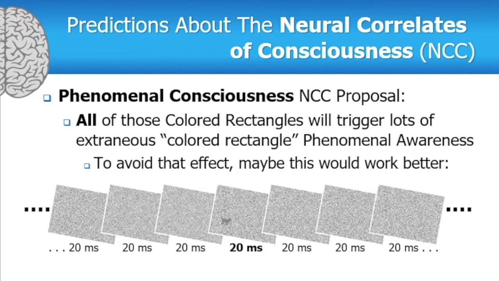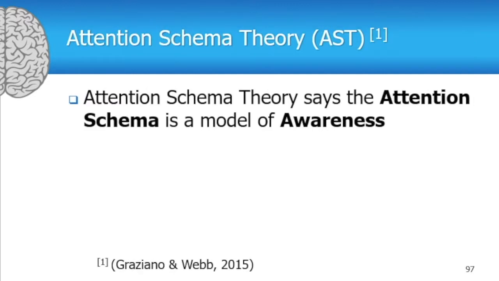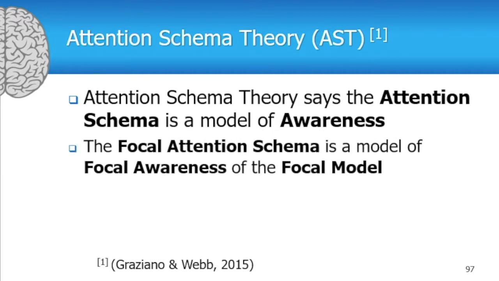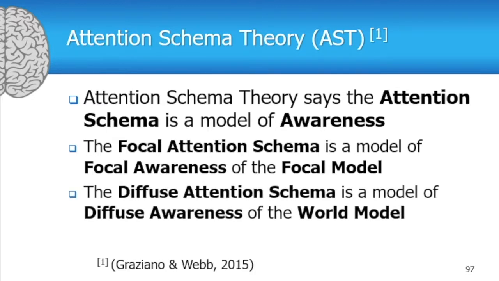Now let's get back to applying attention schema theory to our agents. Attention schema theory says that the attention schema is a model of awareness. So in our terminology, this says that the focal attention schema is a model of the focal awareness of the focal model. Similarly, we have extended attention schema theory to diffuse awareness mechanism, so the diffuse attention schema is a model of diffuse awareness of the world model.